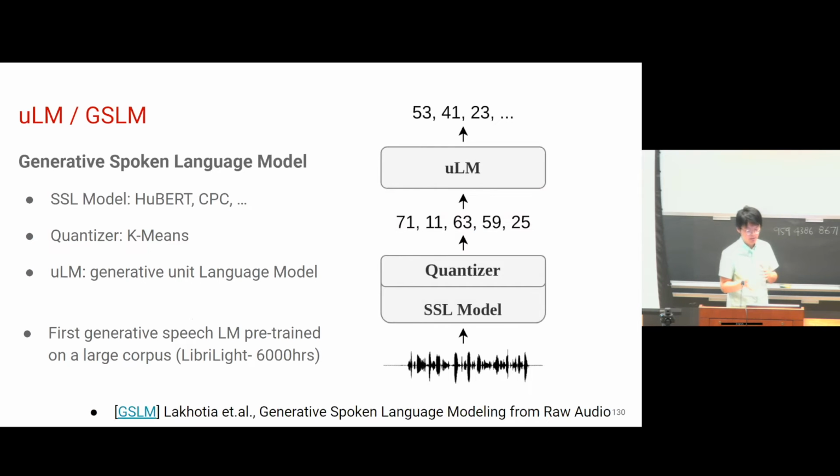Here is just some more information about what the unit language model is. I'm not going to go into too much detail, but the take-home message is that it's the first generative speech language model, trained on a large corpus of about 6,000 hours of LibriLight. That's why it has the capability to take units and generate another sequence of units with some semantics and different information encoded there. So we take this unit language model as our first step to explore.